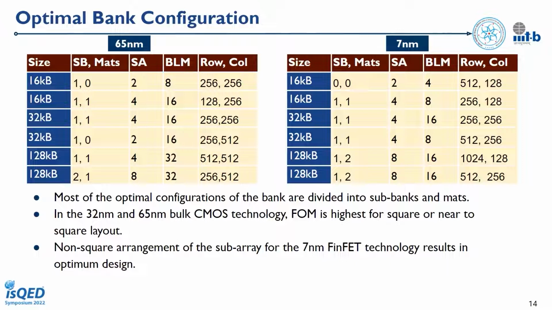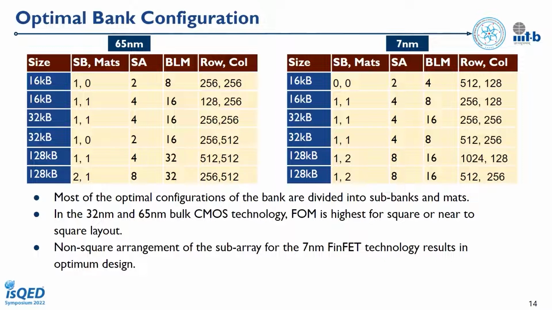The array partitioning helps us to reduce the delays due to long bit lines and word lines as compared to the non-partitioned array arrangement. The table shows the optimal array configuration for 65 nanometer bulk CMOS and 7 nanometer FinFET technology. Here we can see that most of the optimal configurations of the banks are divided into subbanks and mats.